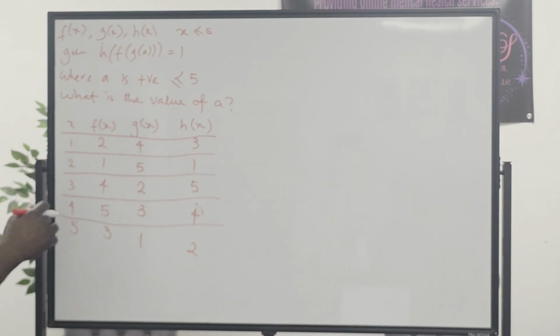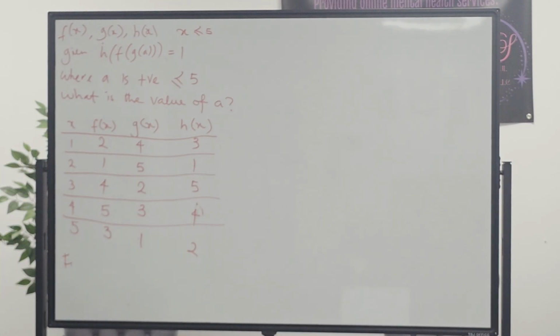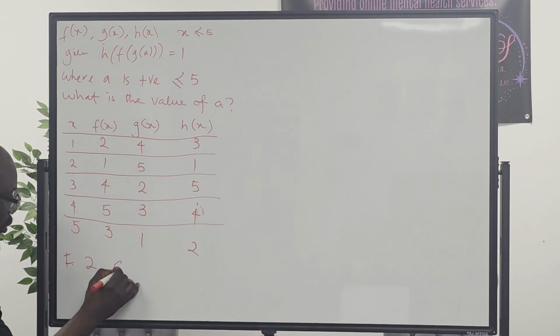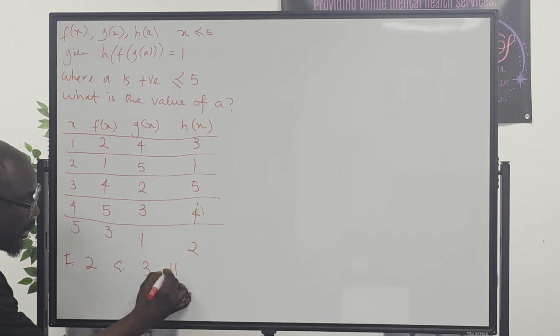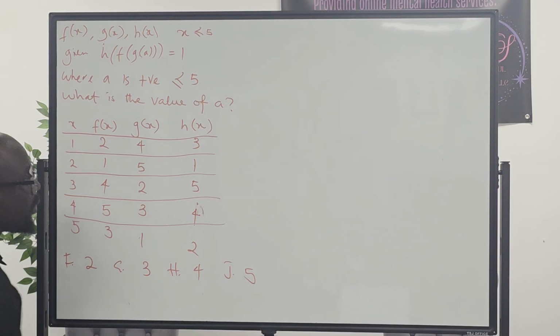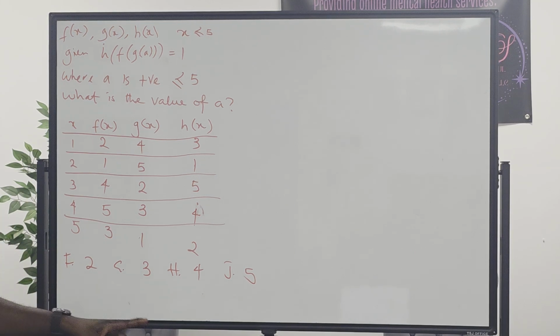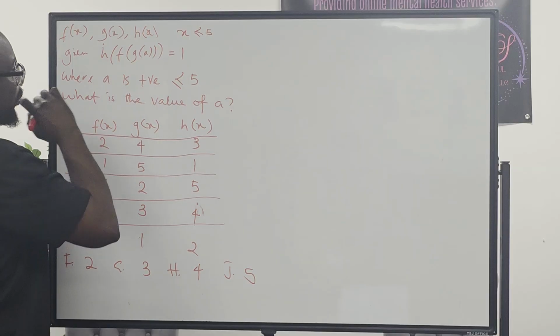Just by looking at this table, the answer we're given options. Option F is 2, option G is 3, option H is 4, and option J is 5. So just by looking at this question, I can easily say that the answer is 5, because if you peel this back layer by layer, right?